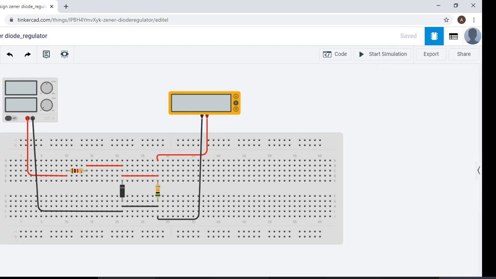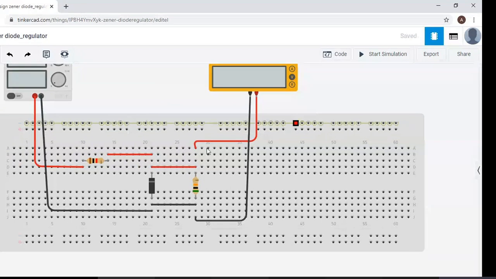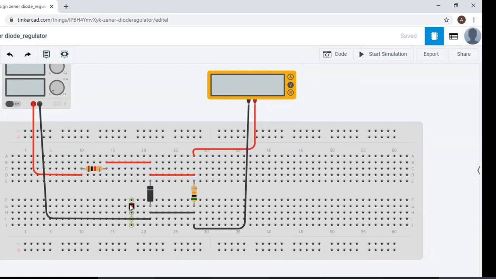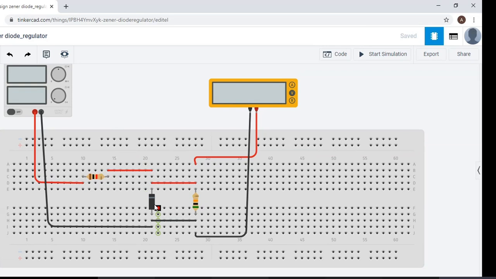So here you can see that a resistance is connected in series with this Zener diode, and one load resistance is there, that is your RL part. Now in the first case we are varying the input voltage. There will be two cases when we are having Zener diode as voltage regulator. The first one will be varying your input voltage and the second one will be varying your load resistance value.